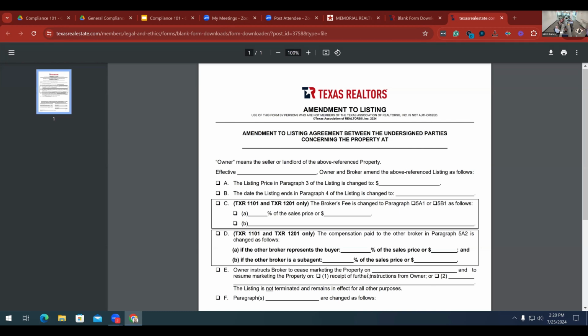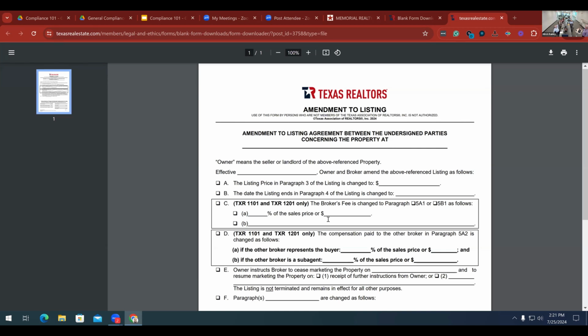All right, so this is the amendment to listing. If you're not under contract, you're going to fill this out. In the TXR 1101 or 1201, which is the listing agreement or the lease listing agreement, the broker's fee is changed to paragraph 5A1, and this is where the seller is offering compensation to the buyer. You're going to fill this out.